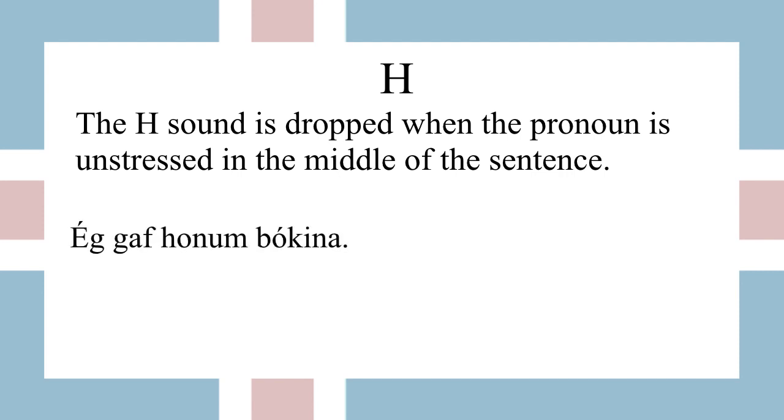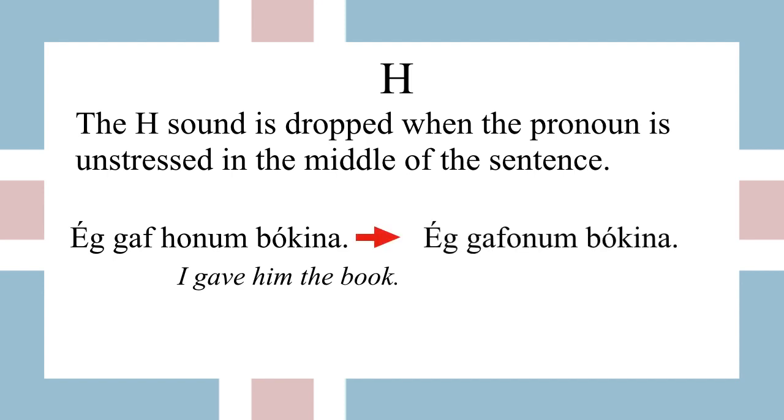I'm going to read this sentence first very carefully, with very careful pronunciation. So I'm going to say, ég gaf honum bókina, which means I gave him the book. So that's when I'm enunciating very clearly. But in normal everyday speech, we're going to apply this rule, which says that we're going to drop the H sound out of the word honum because it's unstressed and it's in the middle of the sentence, not at the beginning, which means we're going to pronounce it more like this. Ég gaf honum bókina. Ég gaf honum bókina. I gave him the book.